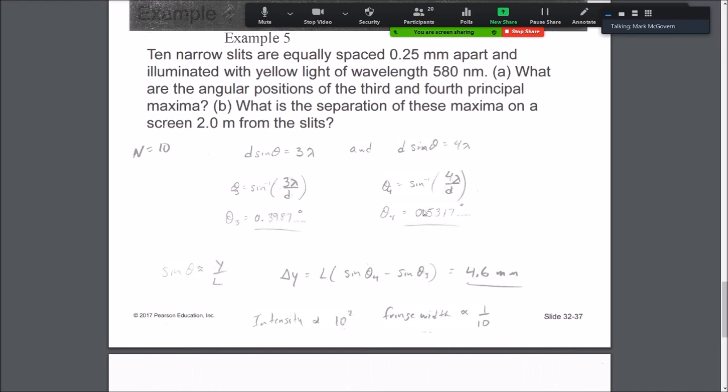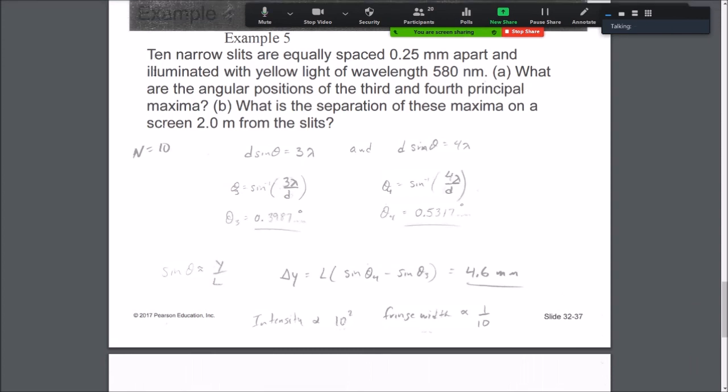Great, fine. What is the separation of these maximums on a screen that's 2 meters away? Okay. Now I can take my angle and express it as y over L. Remember, sine theta is the same as tan theta, which is the same as theta, if your angles are sufficiently small. And guess what? These angles are sufficiently small. So we'll work out my delta y, the distance between these, which is given by the difference in the angles here, 4.6 millimeters.